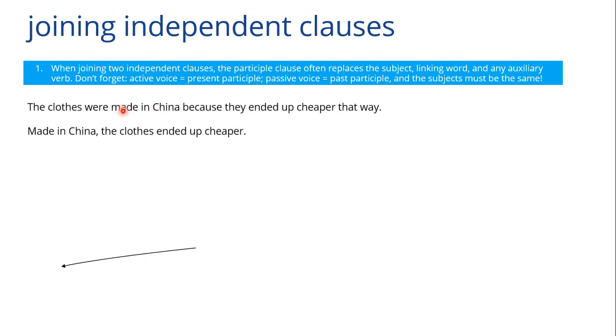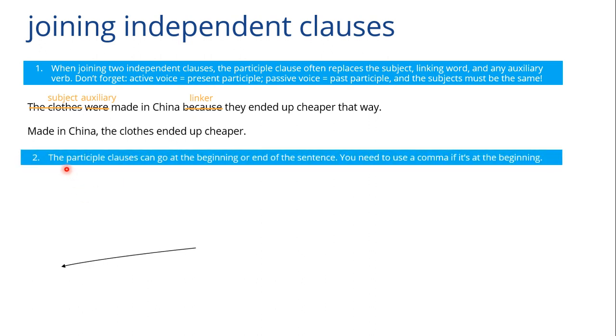The clothes were made in China because they ended up cheaper that way. Made in China, the clothes ended up cheaper. We need to understand that the clothes here is the subject, were here is the auxiliary, and because here is the linker to connect the two clauses. The participle clauses can go at the beginning or at the end of the sentence, and you need to use a comma if it is at the beginning of the sentence.